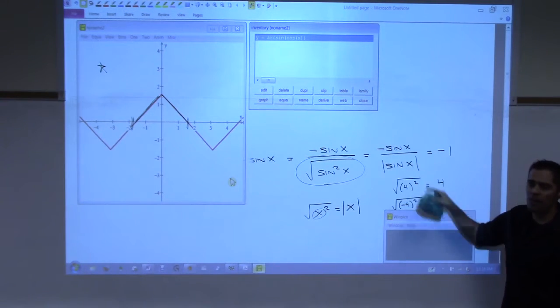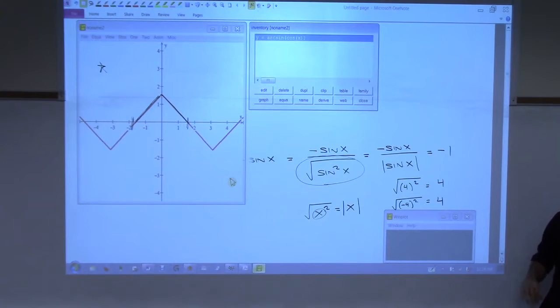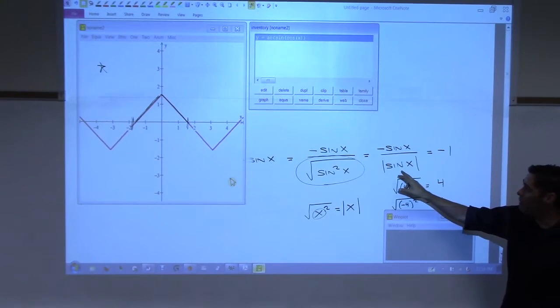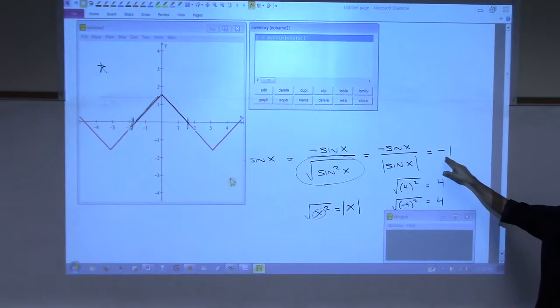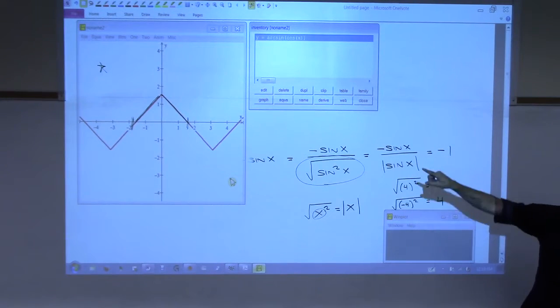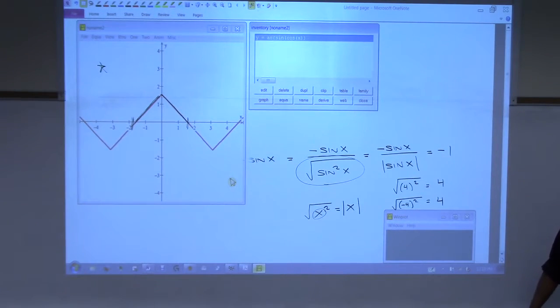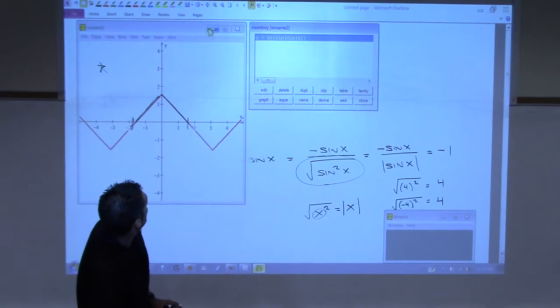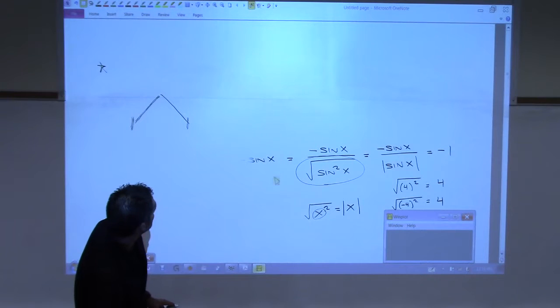We didn't put absolute value, which is okay. Don't worry about it at this point. But that's why our graph, the slope is not always negative 1. On the other side, it's positive 1. All right, let's move past it. I don't want us getting bogged down on that. We definitely don't want to cause confusion.